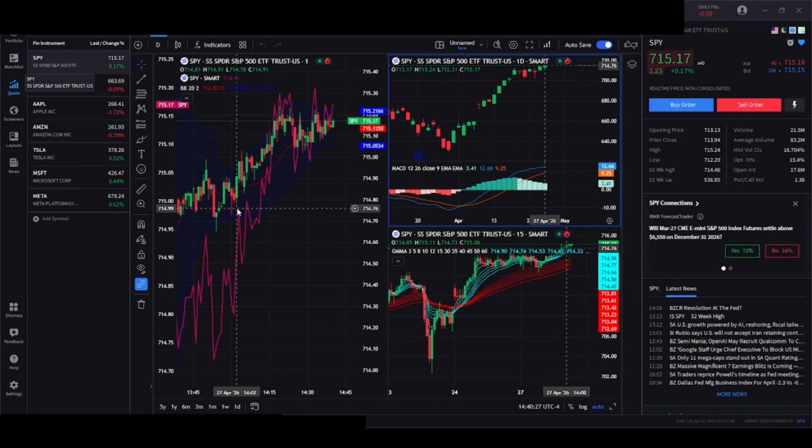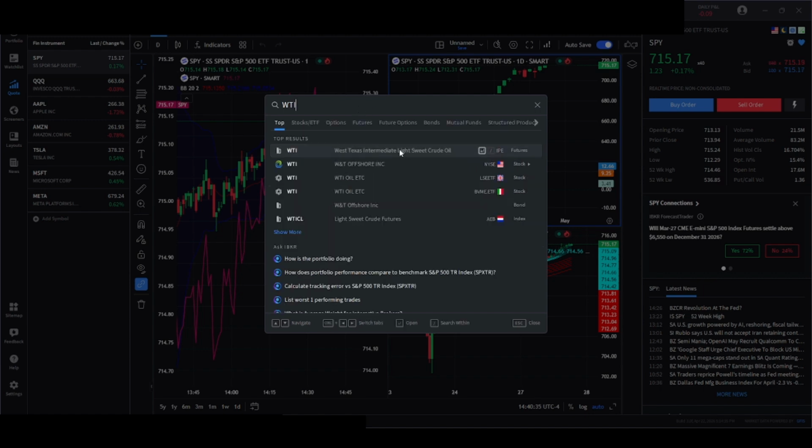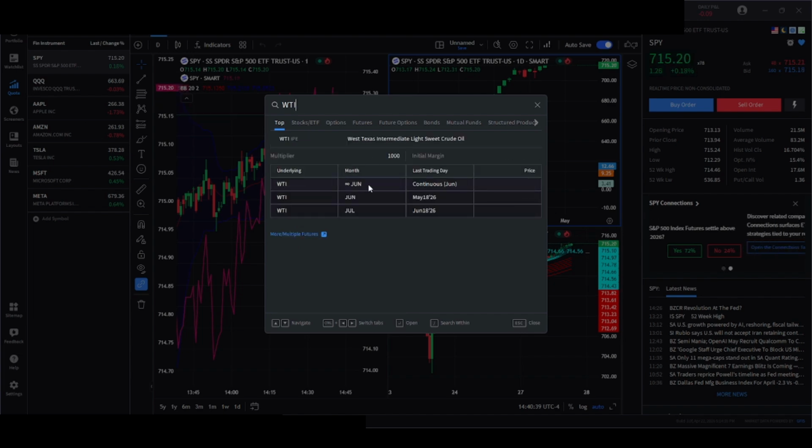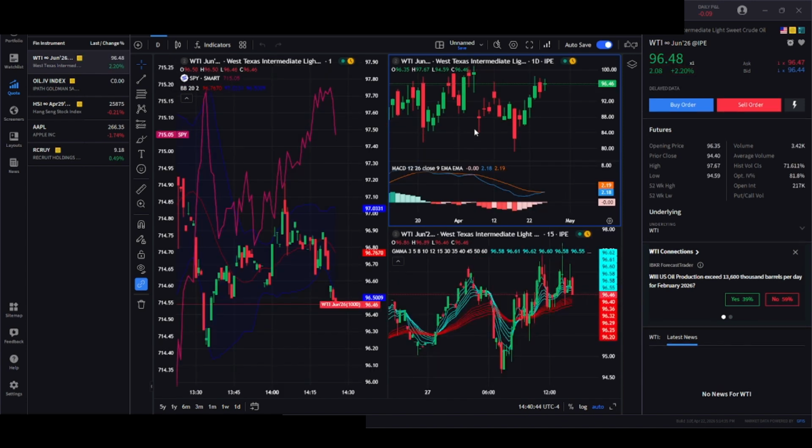Next, you should type the specific oil product you want to buy into the search bar. For instance, you can look for WTI crude oil or Brent crude oil. Once you select the oil product, you will see the current market details, including the price and relevant charts. To proceed, enter the number of contracts or units you wish to purchase and review the order details before confirming.